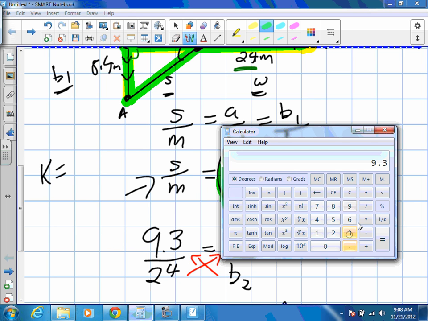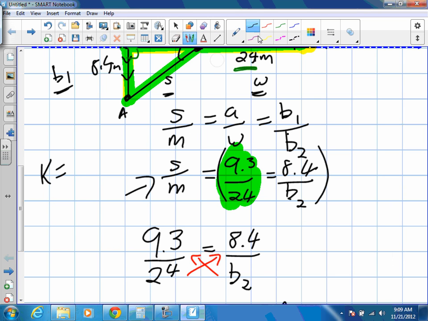9.3 divided by 24 is 0.3875. That is our scale factor. Okay, we've just discovered the scale factor.